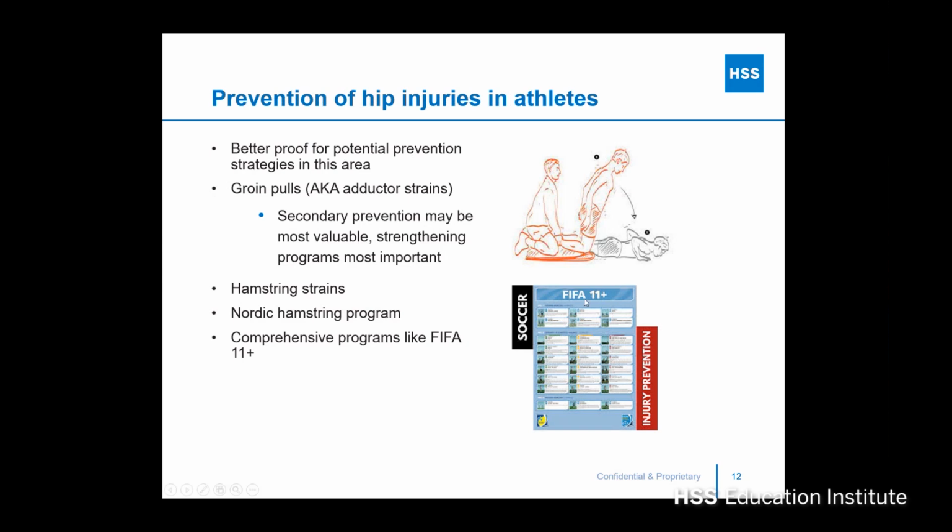So, prevention of hip injuries in athletes. There is better data here. Dr. Brusalis showed the FIFA 11 plus before, and that was in reference to preventing ACL injuries. There's also some evidence that it can prevent other lower limb injuries, including hamstring strains. There's the classic Nordic hamstring program, which you can do with a teammate, a coach, or an athletic trainer, and that can be used preseason and then maintained through the season to maintain good eccentric control and strength of the hamstring muscle.